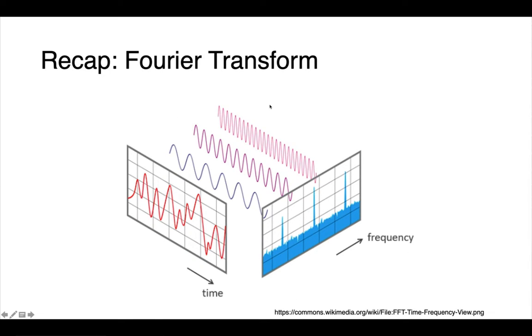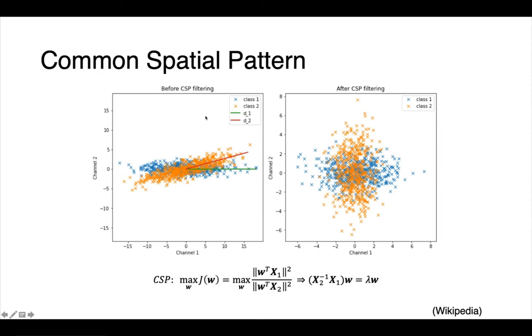So, and again, let's take a quick recap at the Fourier transform. For any time series, you can decompose it into the oscillation at different frequency. And let's also recap common spatial pattern.